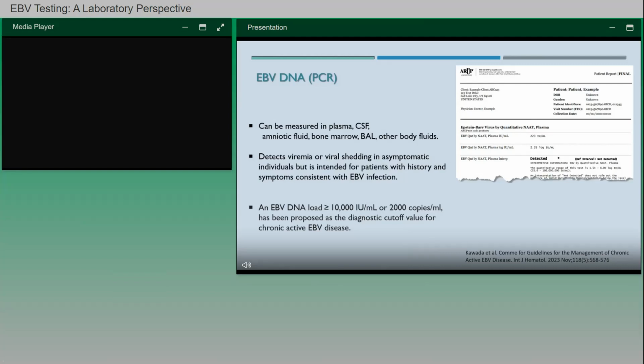A couple of publications have proposed that a threshold of about 10,000 IUs per mil, or about 2,000 copies per mil, is kind of a good diagnostic cutoff for chronic active EBV disease. So you can see in this test sample patient report here, there was 223 IUs per mil. So that'd be a very low level, probably not indicative of that chronic active infection. So PCR assays are available out there from reference labs.